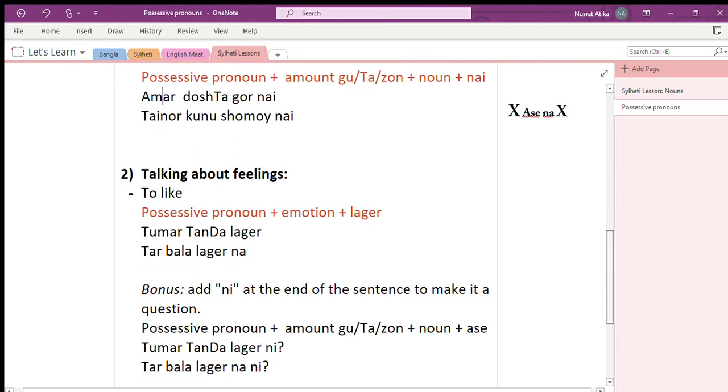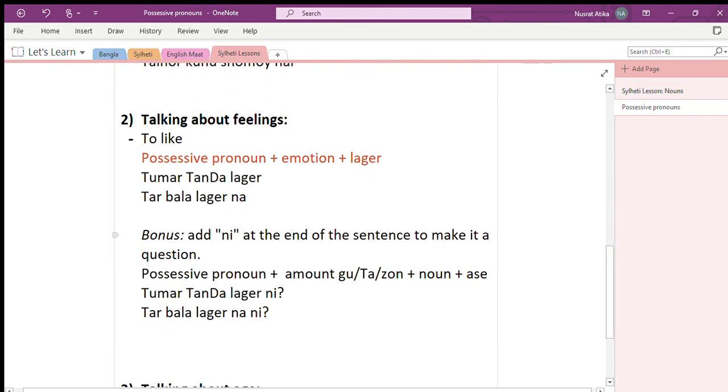The second way we use possessive pronouns is to talk about our feelings. So when you want to talk about liking something, initially in one of the videos I talked about balafai, and that's technically loving something, not liking. Talk about feelings, to feel. So we want to talk about feelings, we use possessive pronouns. Scratch whatever I said about liking and loving, we're not going to that.